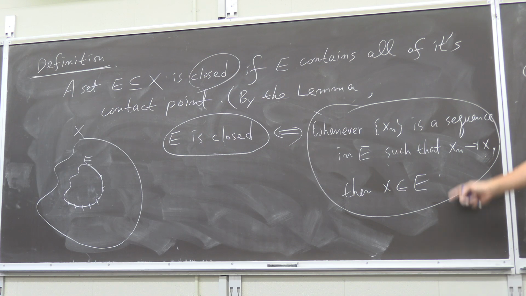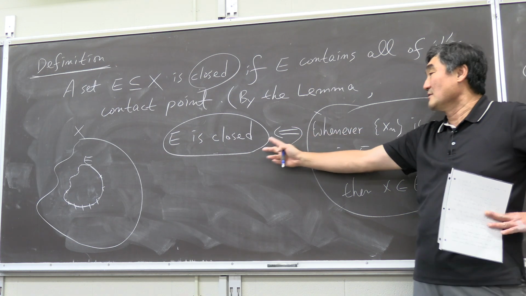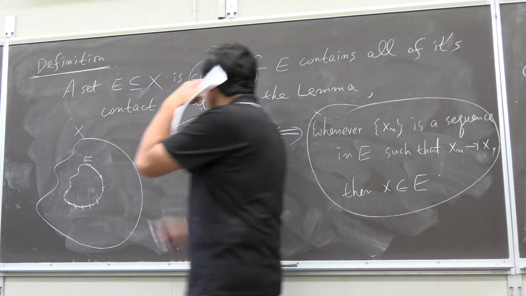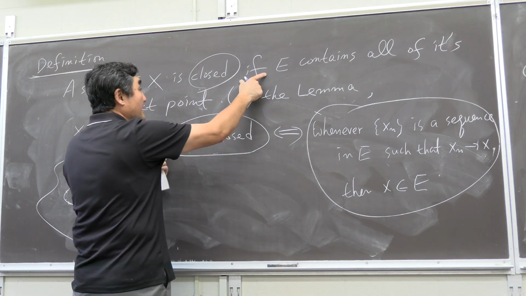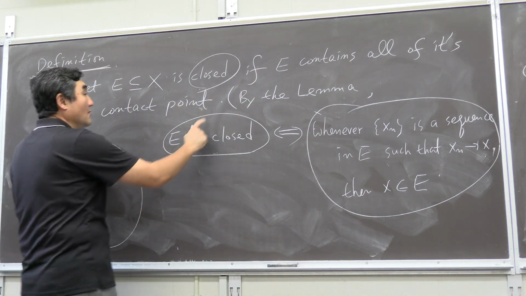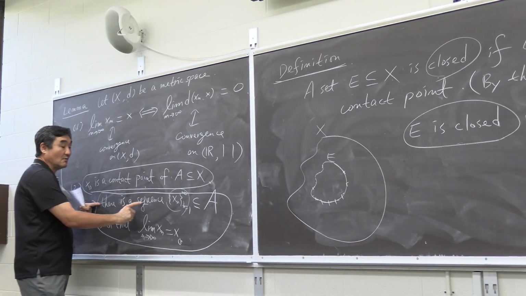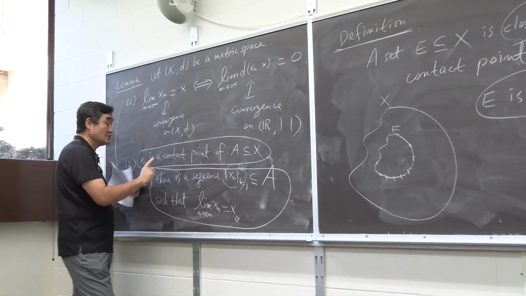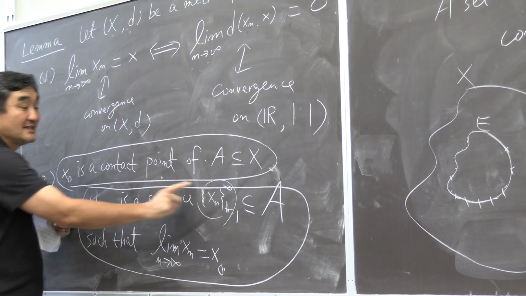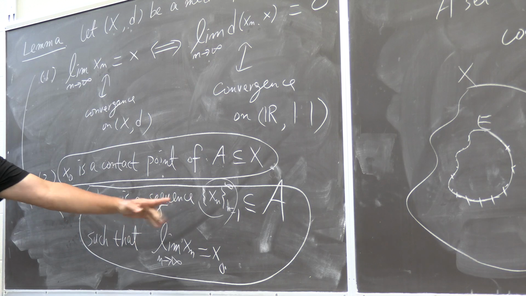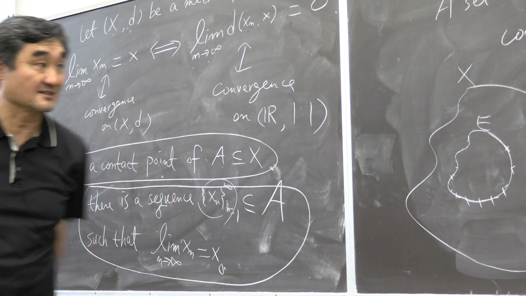Equivalently, the closedness may be re-expressed using the convergence of a sequence, like this, by the lemma over there. We say that a subset E is closed if and only if the subset E contains all of its contact points. Then by the previous lemma, that is equivalent to this: no matter what sequence x_n in the subset E converging to x_0 we choose, the point x must also be in the subset E.